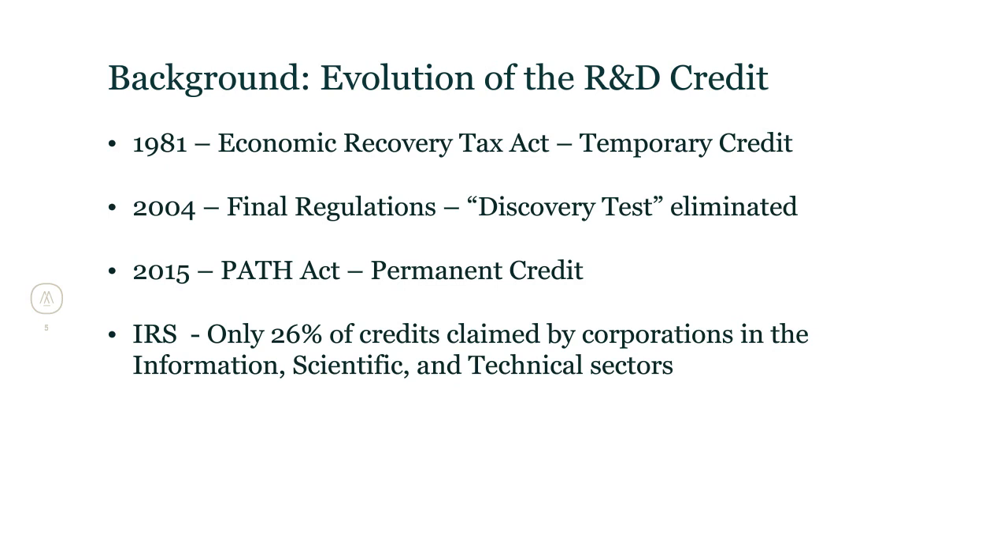So I want to talk a little bit about some of those changes, and specifically this second bullet point, the 2004 final regulations, where there would be elimination of this discovery test. What that discovery test said is that you had to be developing something new to the world, something that has never been done before, in order to qualify for the R&D credits. In 2004, that discovery test was eliminated. And so in order to qualify now, you don't have to be developing something that's new to the universe. It just has to be new to your company.